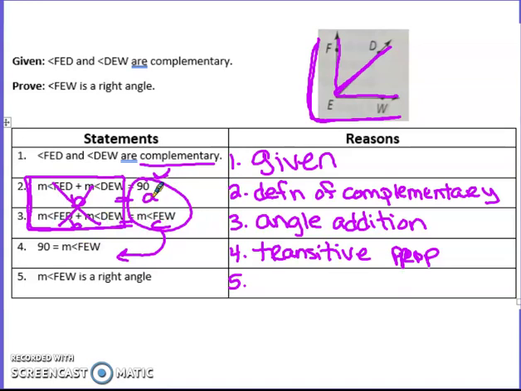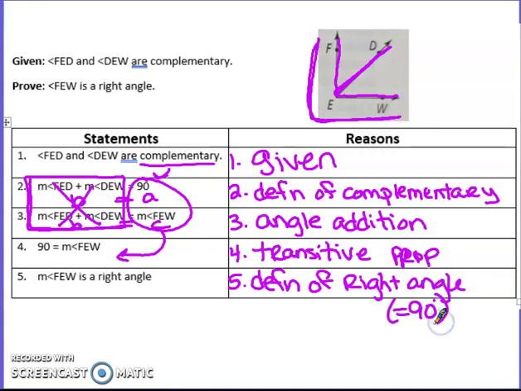Now, going from step 4 to step 5, the big thing here is we know that a right angle is 90 degrees. But again, we're explaining this to somebody who has no idea. So now that we know angle FEW equals 90, now we can say angle FEW is a right angle. And the reason is because it's the definition of a right angle. And our definition just is that it equals 90 degrees. So because we said angle FEW equals 90, now we can say it is a true right angle.